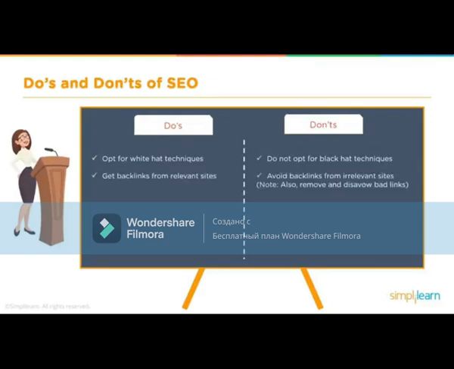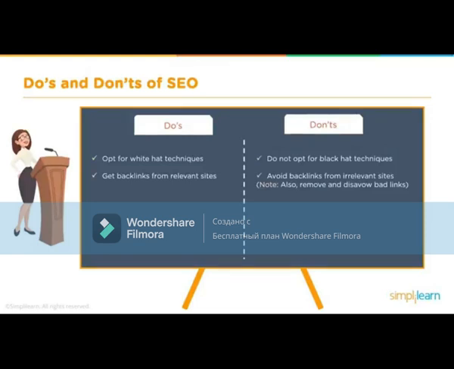The other do we want to do is get backlinks from relevant sites. So that's off-page SEO. Again, it's what I mentioned earlier. It's about linking your quality content to another person's website that also has quality content. We don't want to have a backlink from an irrelevant site. Why? Because it's not going to be relevant, and it's also going to hurt our authority.